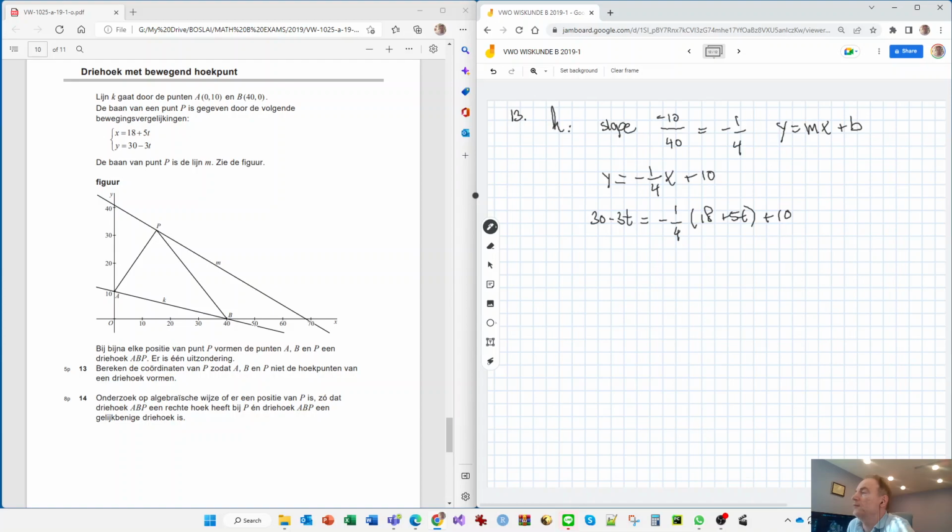So we can just bring all the terms of t to the left, at minus 8t. No, not minus 8t. Let me just carefully write it down. This is 5 over 4 t.